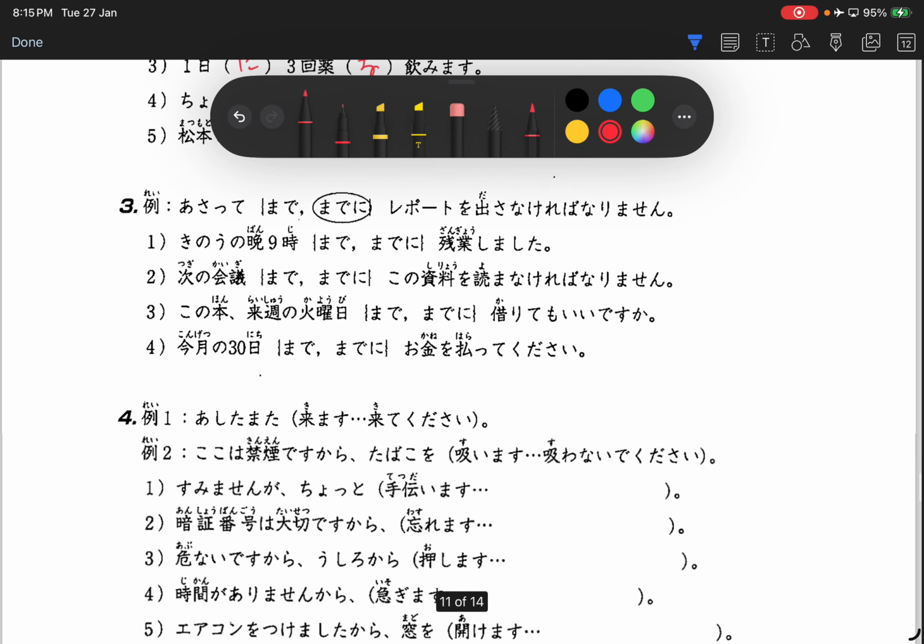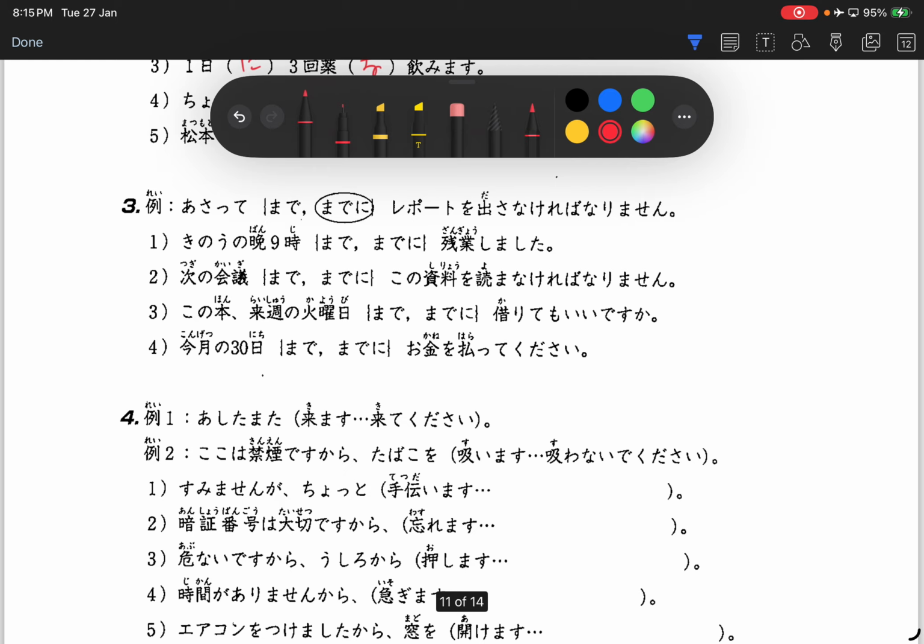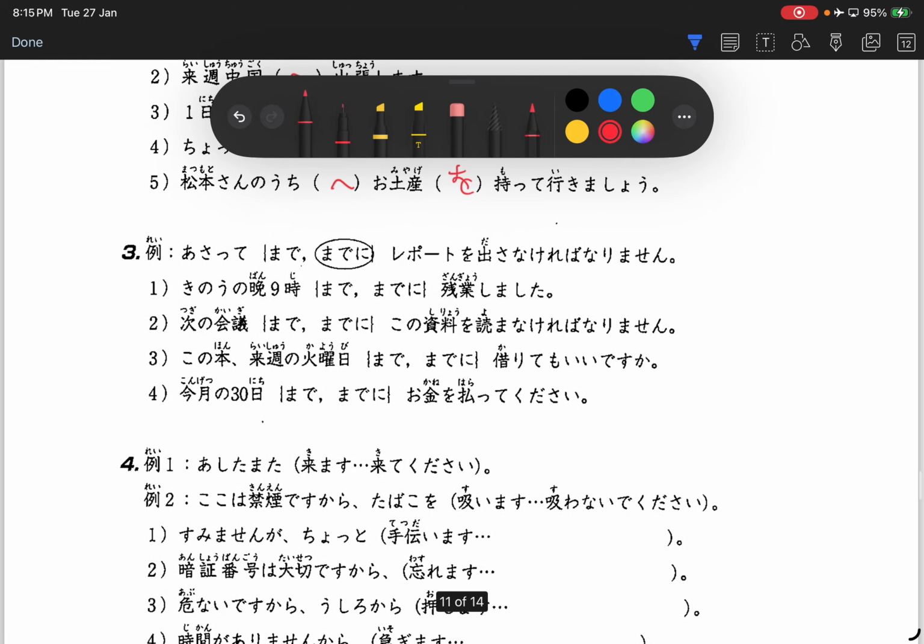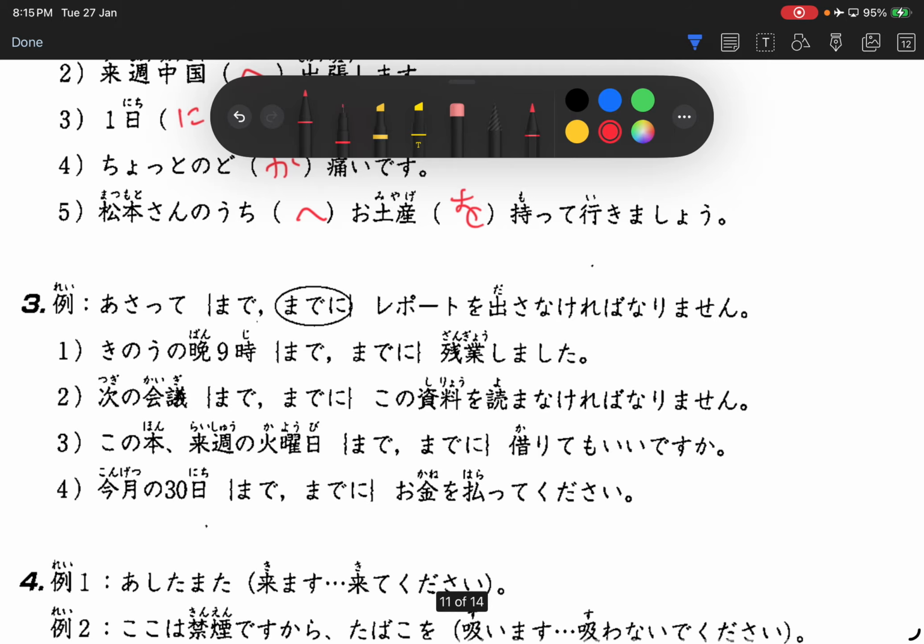Number 3, あさってまでに. Wow, so fast we talk about までに. You learned already? No. Anyways, let's just talk about までに now. How come they use it here already? Okay, that's weird. I remember I told somebody before. I don't know whether it's this class.